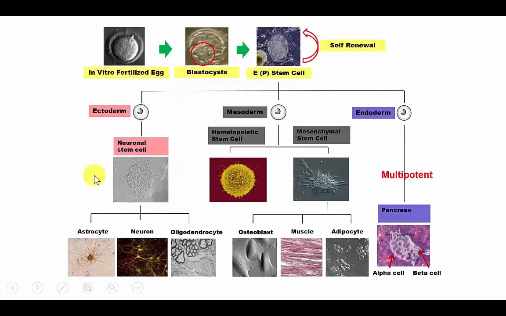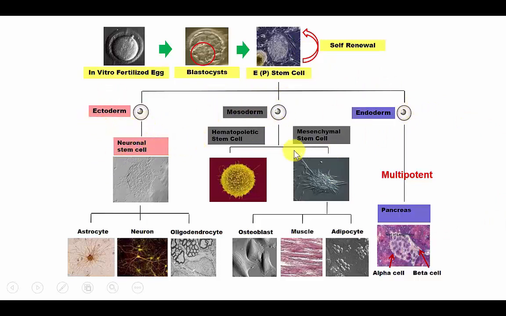Here is a little more detail. Starting from one fertilized egg cell, it forms a blastocyst, and then from the inner cell mass we can make stem cells. So this stem cell can make all the cells. This is a pluripotent embryonic stem cell. And then, as a first step, it differentiates into different germ layers. They are endoderm, mesoderm, and ectoderm.